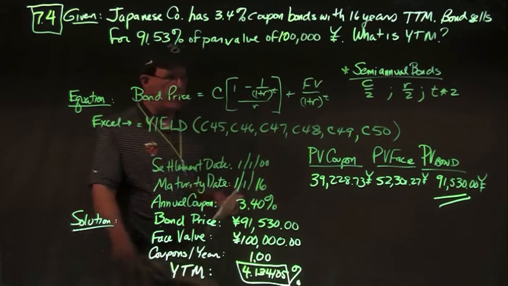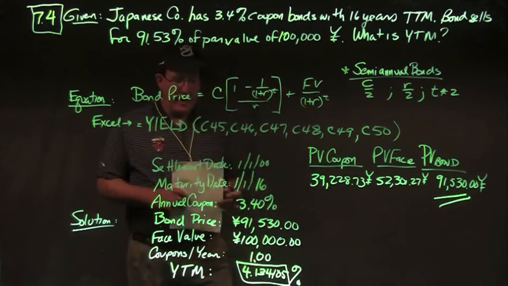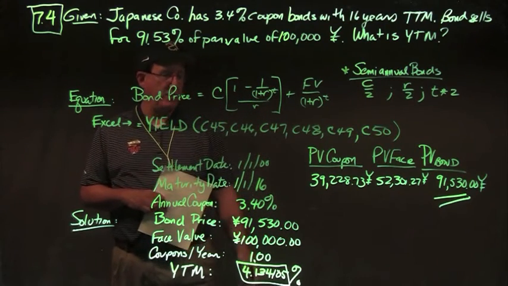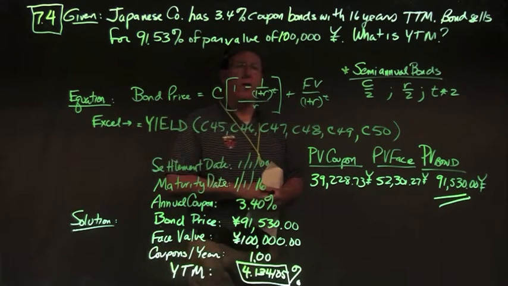4.134% will get me to a price of bond of 91,530 yen. And again, you can see that my YTM that I calculated is higher than the coupon rate, as it should be, because we have a discount bond. There are your answers to problem 7.4.